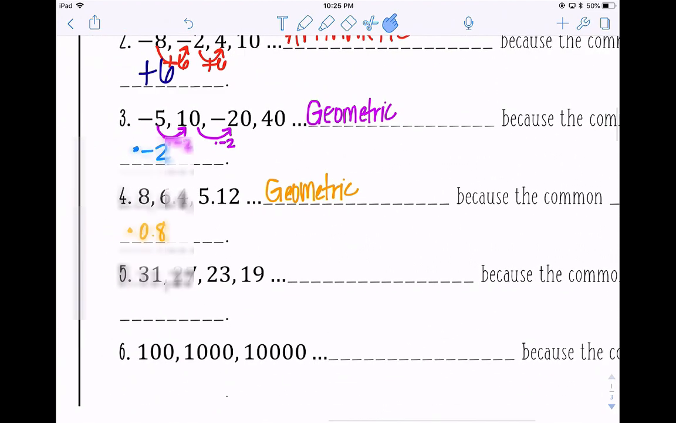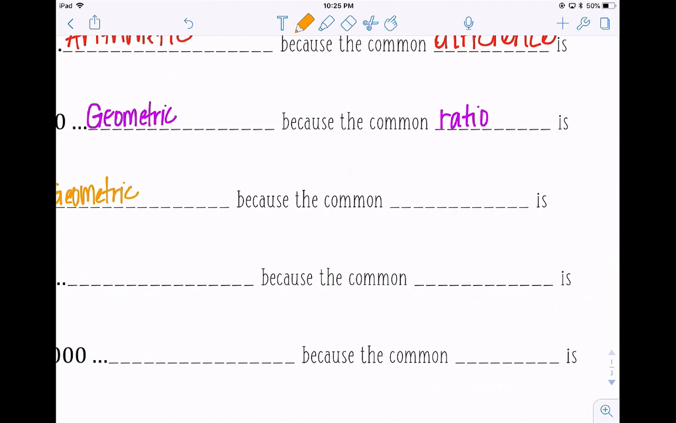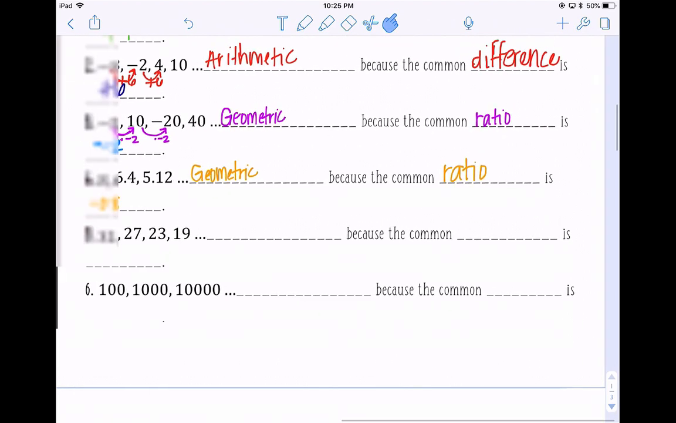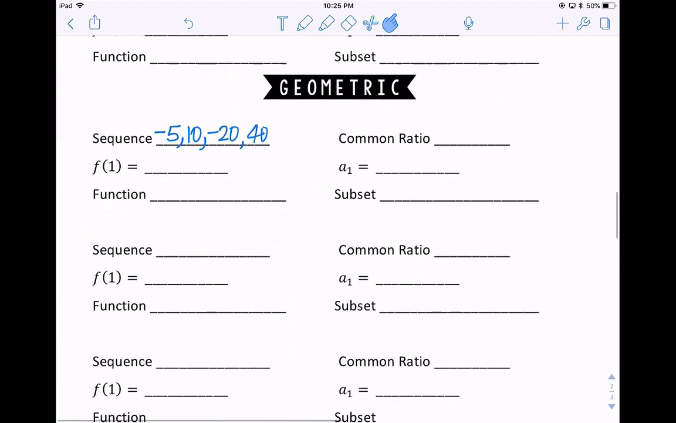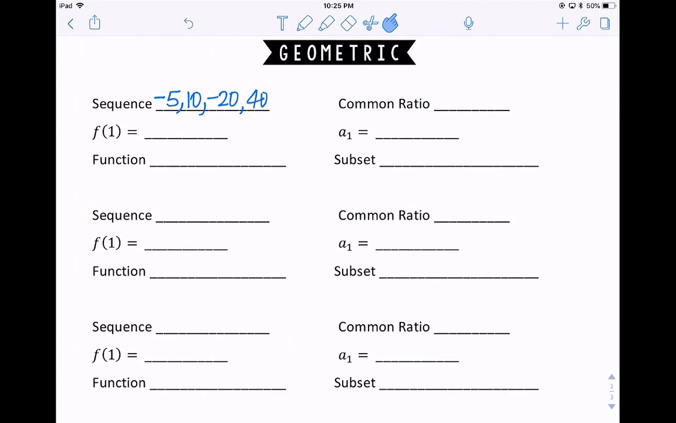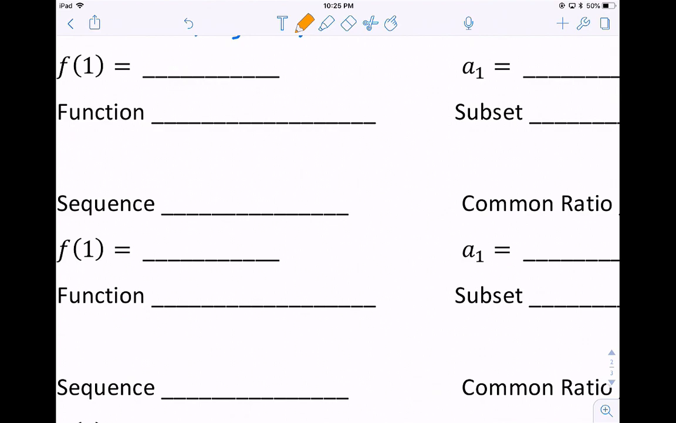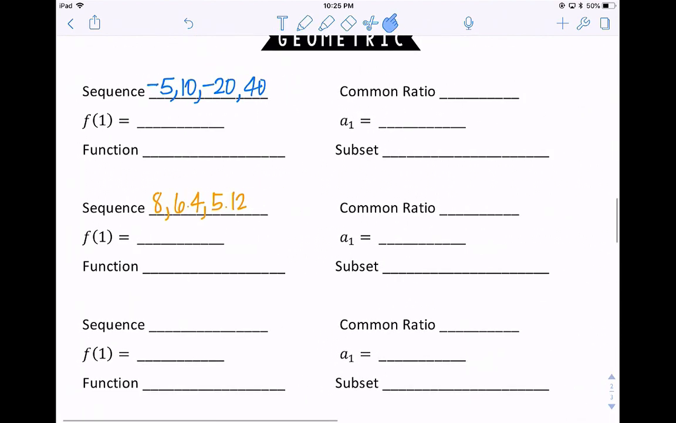All right, and then I'm going to scroll over here because when we multiply, it is a common ratio. For geometric sequences, it's a common ratio. So I'm going to take that sequence, 8, 6.4, and 5.12, and put it in the geometric section on the other side. So geometric, we're going to write it in here: 8, 6.4, 5.12.